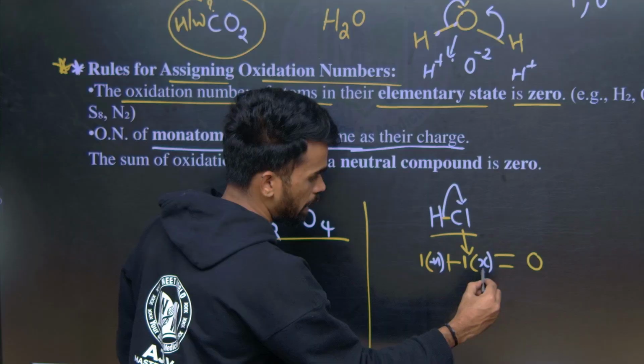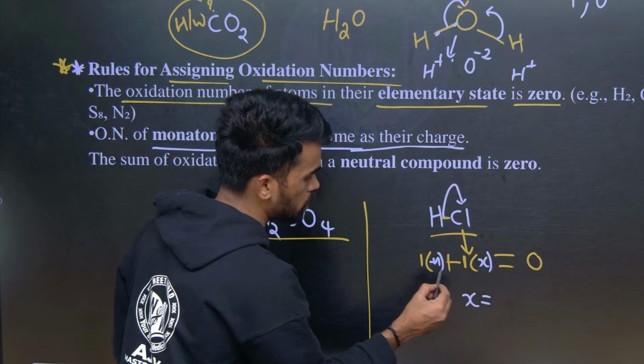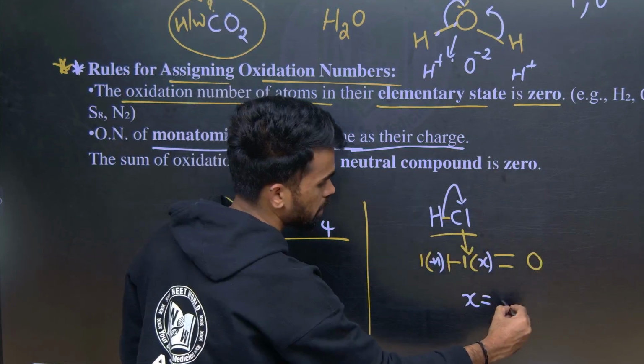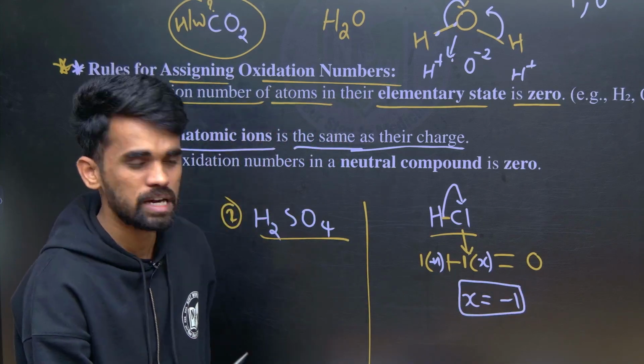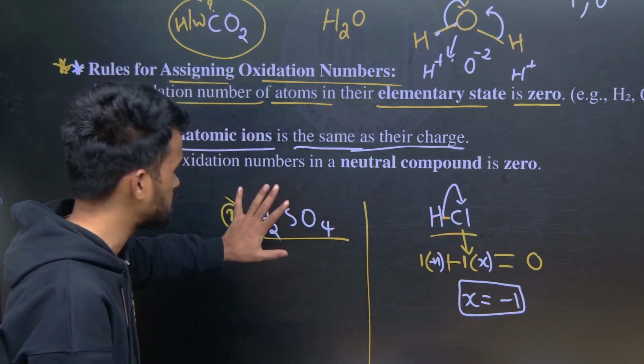So now what is X here? X can be equal to +1. If I send that to the other side, it will become -1. So this is a very basic example. Just to avoid confusion, I have explained this. Now let us discuss this.